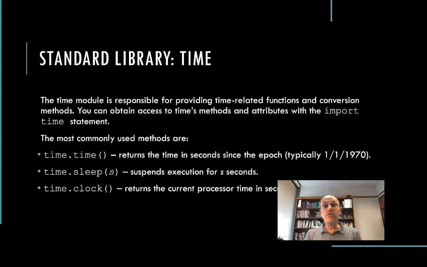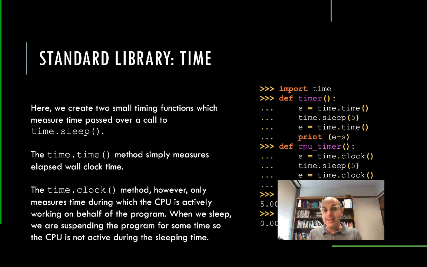The time module is responsible for providing time-related functions and conversion methods. So let's talk about this type, again using the standard library in order for you to display time. So time returns the time in seconds since the epoch. Time.sleep suspends the execution for a second. Time.clock returns the current process time in seconds.